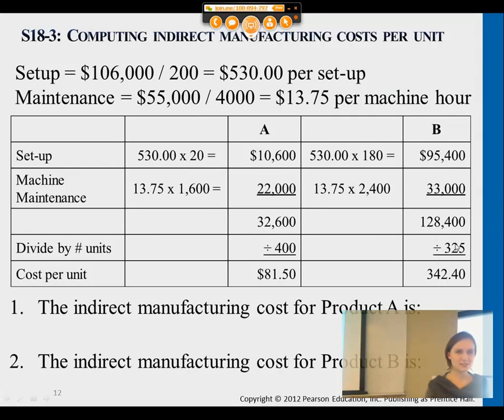Yes, this is a 375. Don't put it down at 325. Okay, so this way I'm going to find my cost per unit for that particular product. So do you see a trick here?